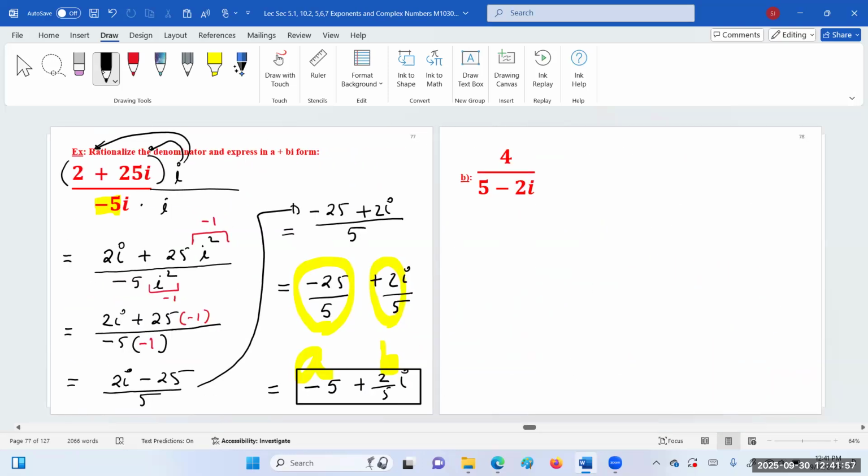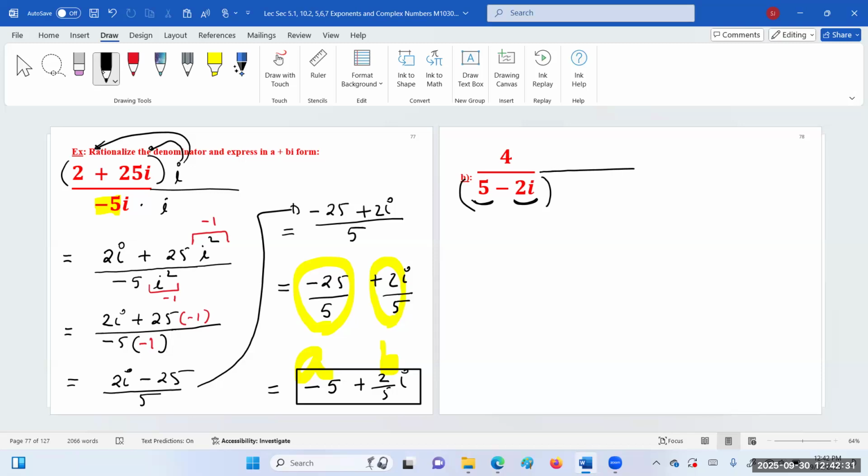Okay, next we have how many terms in the denominator? It's 2. This is one term and this is another term. Since there are 2 terms, we cannot use the same method as the last one. The last one, we had only a problem with the i, but here, even though we have a problem with the i, we cannot use the same method because there are 2 terms. So multiplying by i doesn't help us. Do you remember which method we use now?